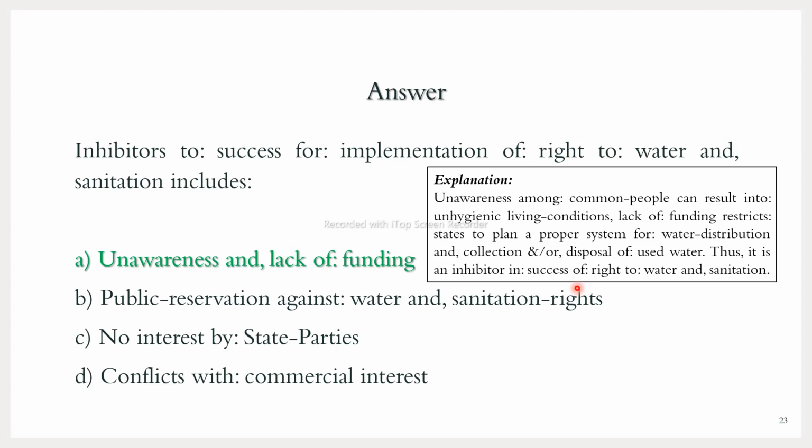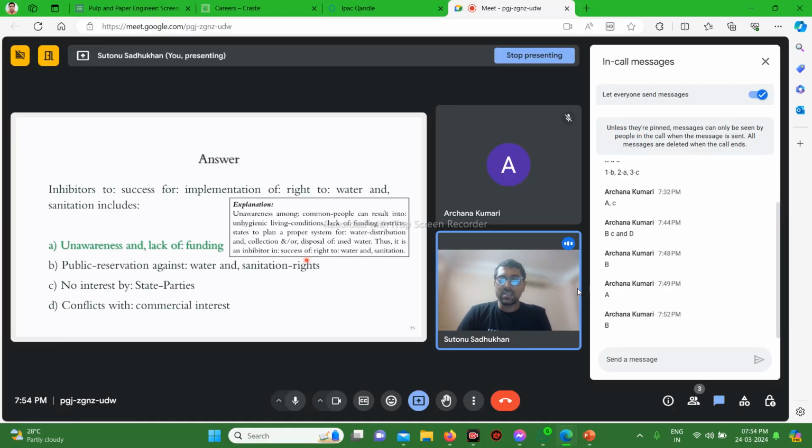because people sometimes may not know what their right is. So if there is no awareness of the right, then the agency will be reluctant to implement the same. And in the absence of funding, nothing can be done. So that's why option A is the correct inhibitor for the success of implementation of right to water. Okay, water and sanitation. Now next MCQ.